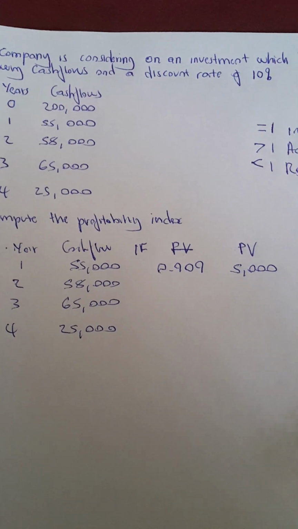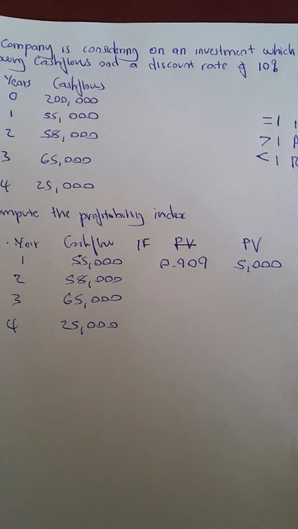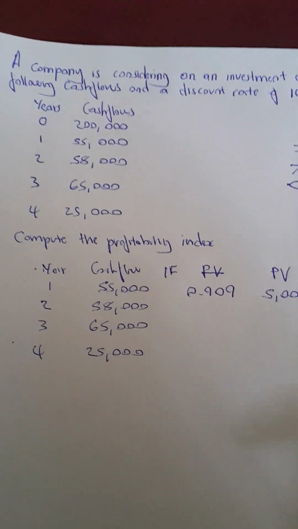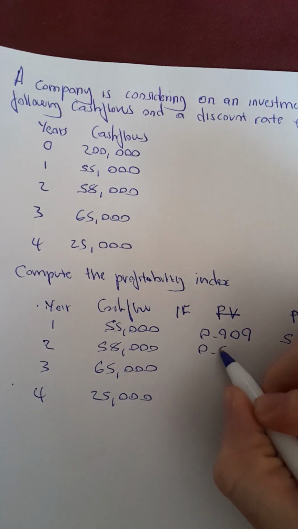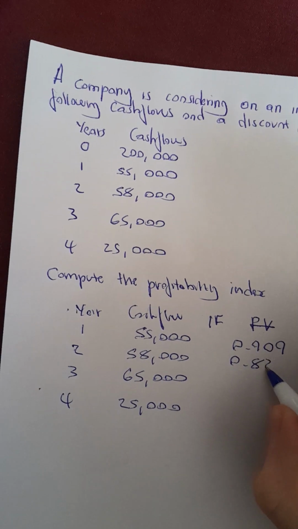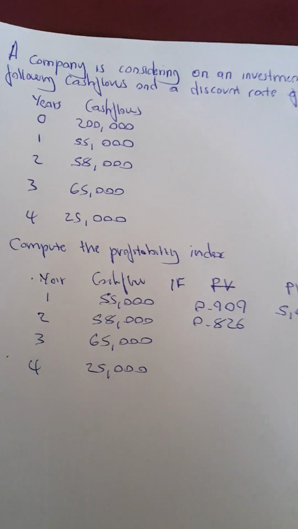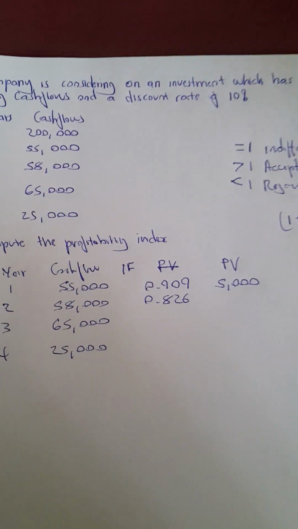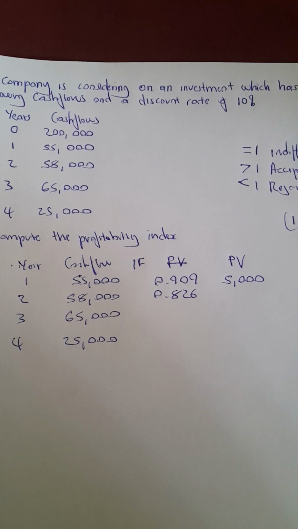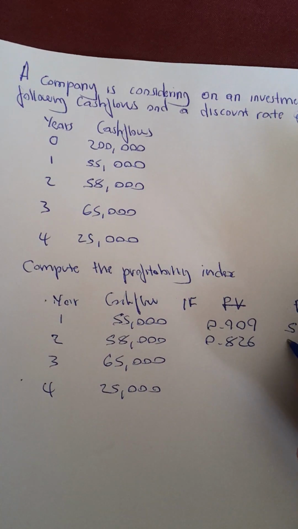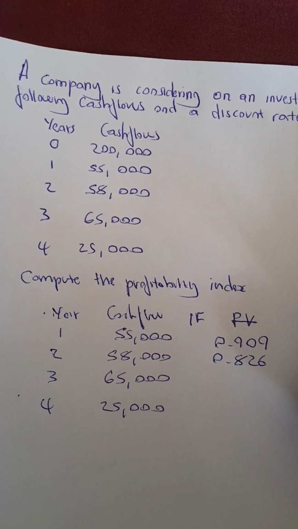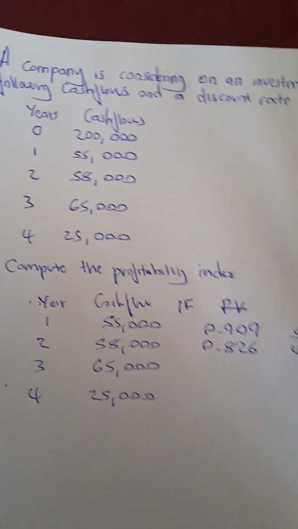The second part is 1.1 raised to power negative 2. That is 0.826426. We can stop from there. So we will get 47,934. This is 47,934.